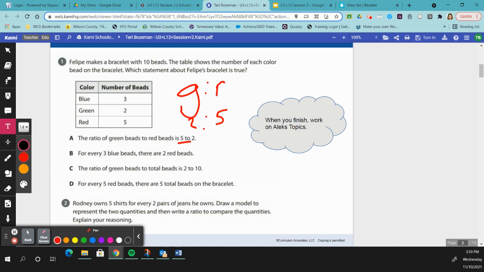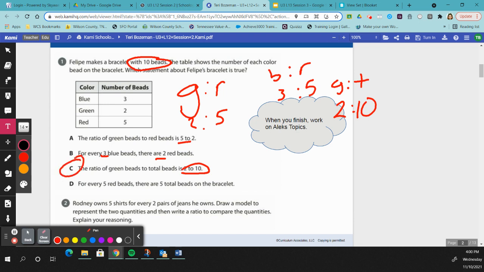B, for every 3 blue beads, there are 2 red beads. So we are comparing blue to red. There are 3 blue, 5 red. So it should be 3:5, and this is saying 3:2. So no, that one is not correct. C, the ratio of green beads to total. So green to total. We see that there are 2 green, and the total, we could add them up on the chart, or it says there for us 10 beads. So 2 to 10. And that is what this ratio says. So C is the correct answer.